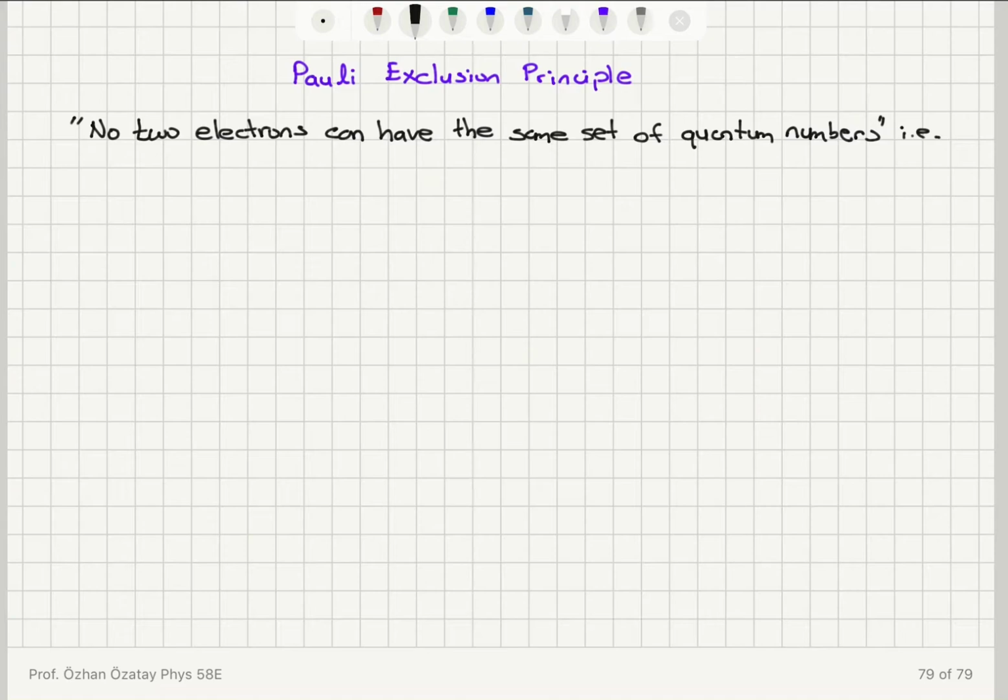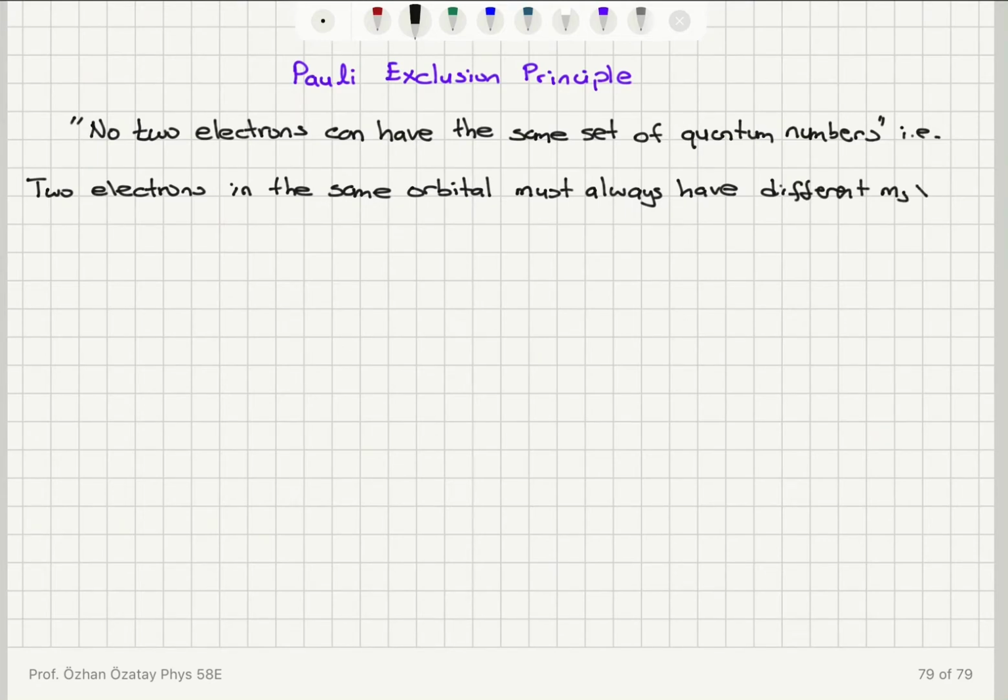That is to say, two electrons in the same orbital must always have different m sub s values, or opposite spins.